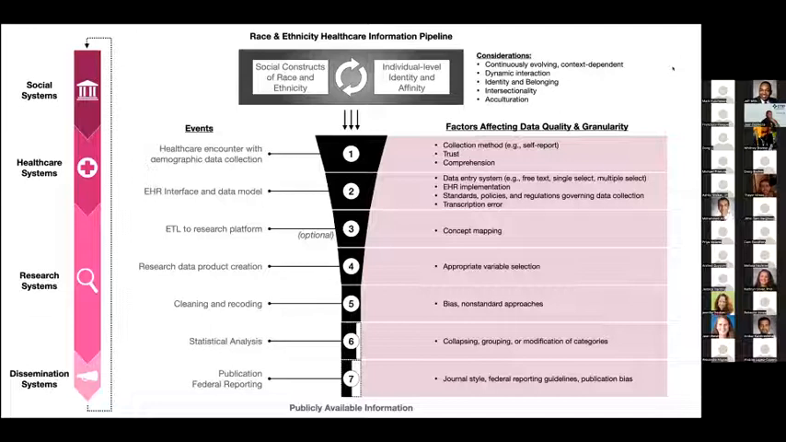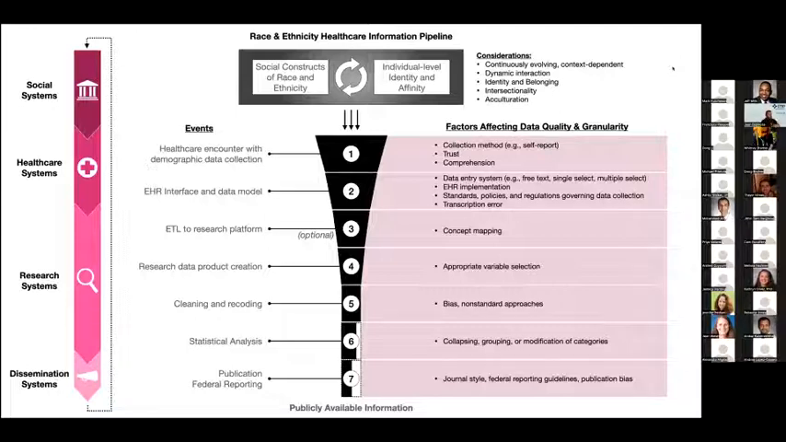Then finally, there's actual research data product creation. So this is the activity that many of you are already engaging in. You might be reaching out to your CTSA or to your IS department, or maybe you have a data and informatics department, and you're asking, I need, for this list of 100 MRNs, I need their race, ethnicity, age, zip code, etc. And in the process of creating that data product, there may be problems, or there may be inconsistencies.